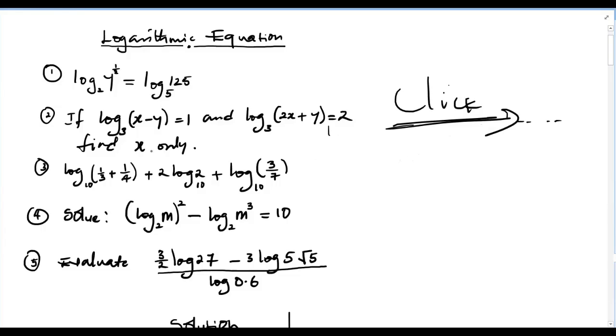So let's jump right into it. Like you can see, in this particular video, I'll be applying some of the laws of logarithm to solving most of these questions. So stay tuned and see how it goes.